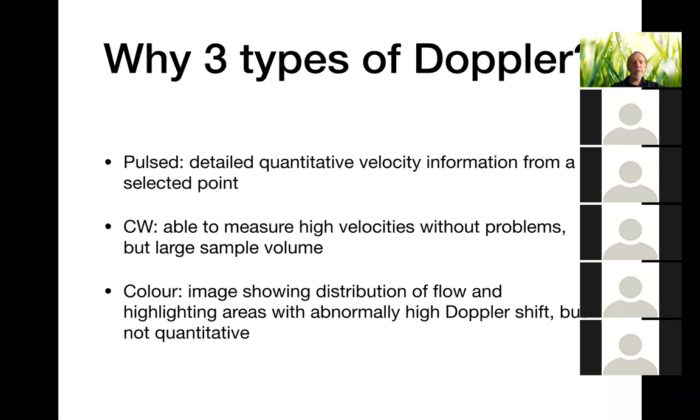Color Doppler is different from these two. It's not quantitative. For example, you can't angle correct color images. So it is more of an image and a map showing you where blood flow is, highlighting areas where there's abnormal velocities. But you must be very careful not to interpret too much from variations in color, because those variations may be due to changes in velocity or changes in the Doppler angle.